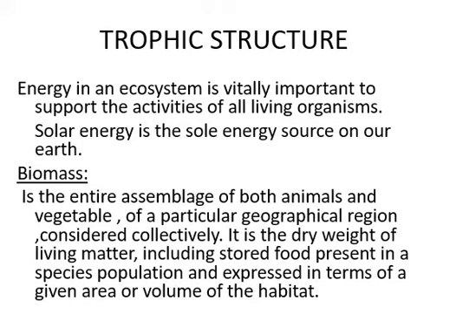Now we see what is biomass. Biomass is the entire assemblage of both animals and vegetables of an ecosystem of a particular geographical region considered collectively. It is the dry weight of living matter, including stored food present in a species. Species populations, that is population of a species, expressed in terms of a given area or volume of the habitat, is biomass.